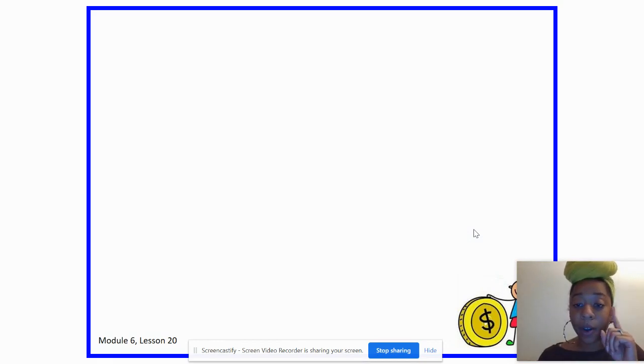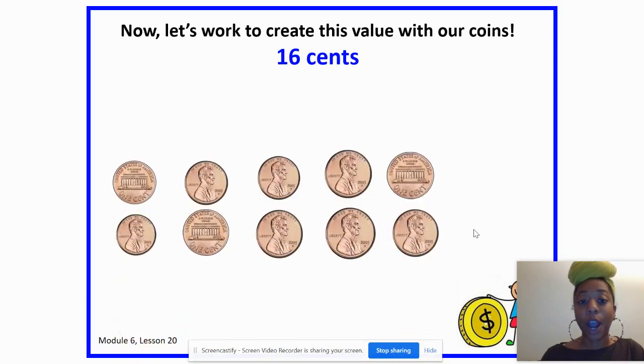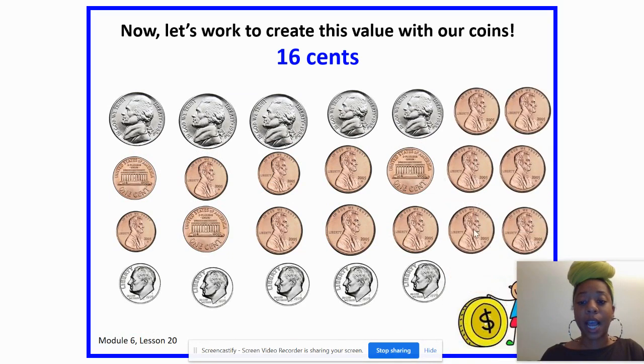Okay, last one. Put your thinking caps on. Let's show 16 cents. Remember, there's always or sometimes more than one way to show an amount of money, like 16 cents. Let's see, how many ways can we show 16 cents with our coins? Pennies, nickels, dimes. Okay, let's go. Where should we start first, you guys? I want to show 16 cents.